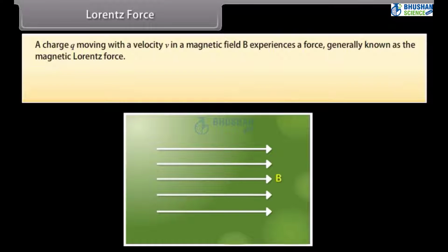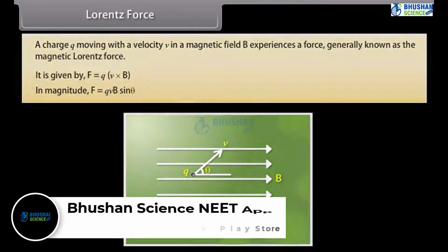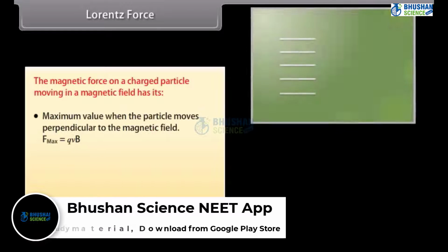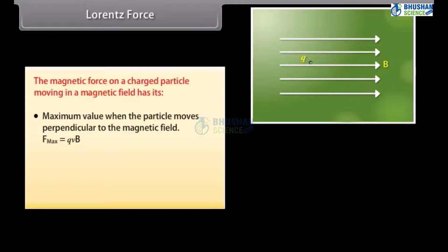Lorentz force. A charge Q moving with a velocity v in a magnetic field B experiences a force generally known as the magnetic Lorentz force. It is given by F equals Q times the cross product of v and B. In magnitude, F equals QvB sin theta. The magnetic force on a charged particle moving in a magnetic field has its maximum value when the particle moves perpendicular to the magnetic field.